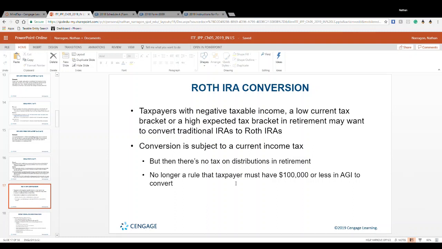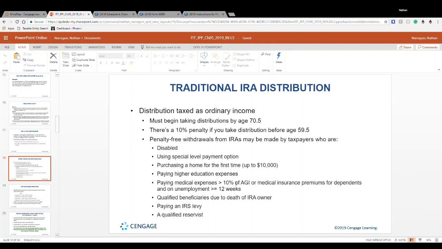Sometimes things change. Okay. Traditional IRA distributions we have to watch out on. The age limit has been changing, and distributions are taxed as ordinary income.